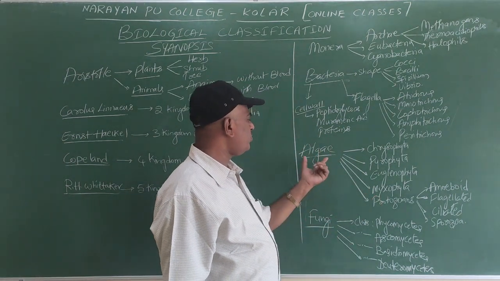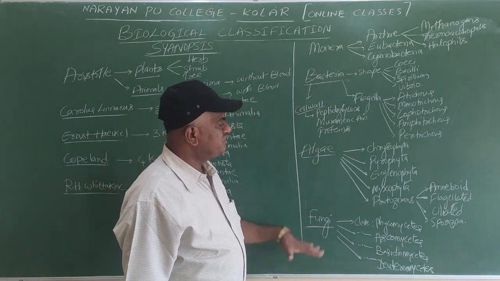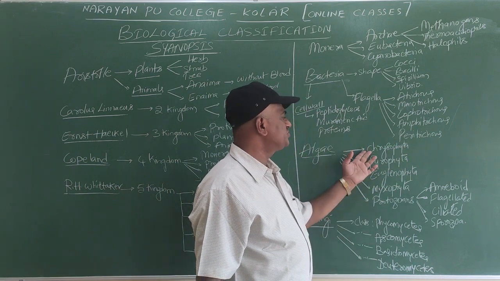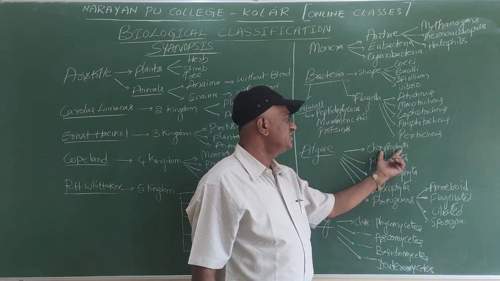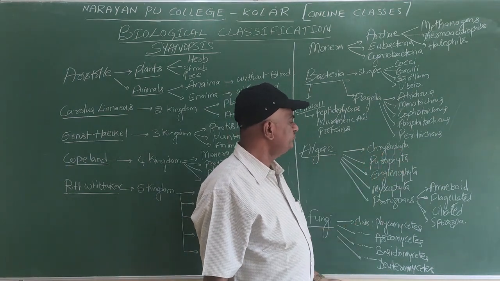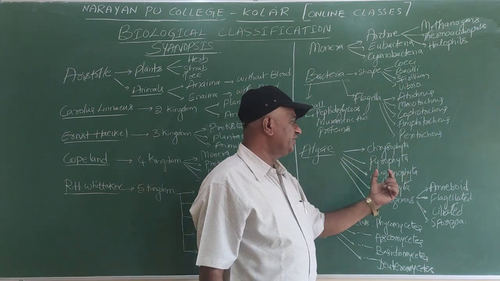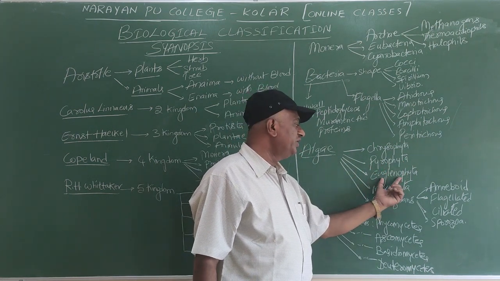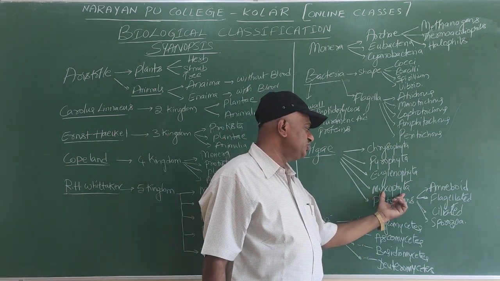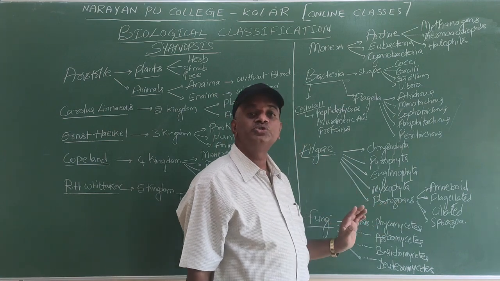Next, we go for algae. In algae, there are different divisions. The first division is called Chrysophyta. The next one is Pyrophyta, the second one. The third division is called Euglenophyta. The fourth division is called Myxophyta. And the fifth division is called Protozoans.